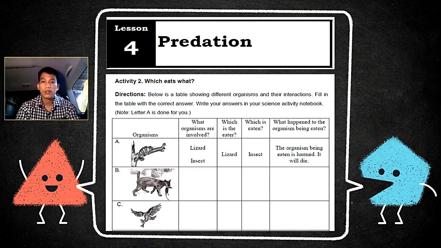So we have here an example: lizards and insect. Which is the eater? It is your lizard. Which is eaten? And it is your insect. So what happened to the organism being eaten? The organism being eaten is harmed and it will die. So the insect will be eaten by the lizard.